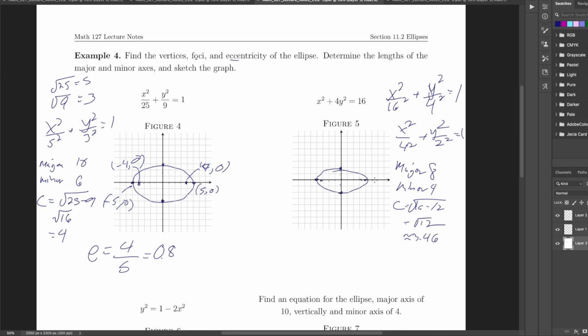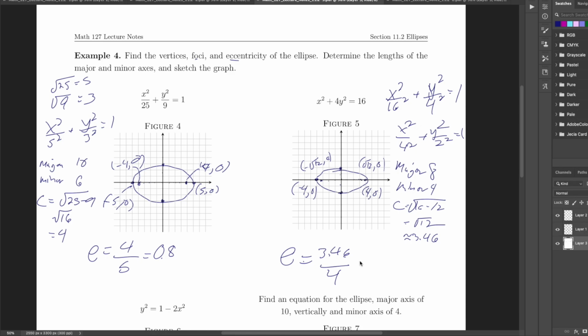Alright. So here we'll have our vertices at 4, 0 and minus 4, 0. We'll have our foci at minus square root 12, 0, and square root 12, 0, or 3.46, right? And the eccentricity of this thing would be 3.46 over 4. So let's crunch that number super fast. Divide by 4.